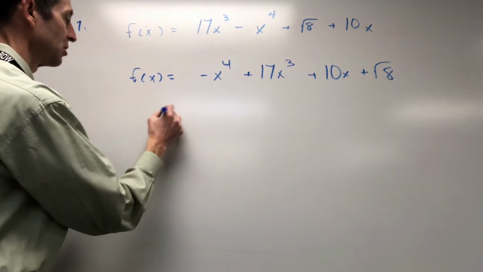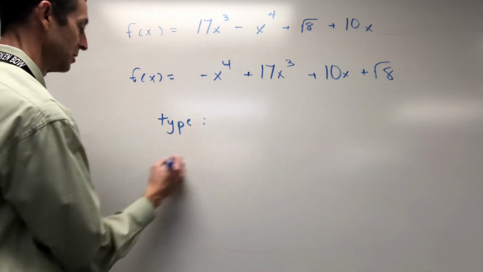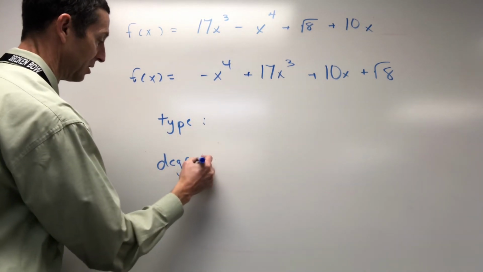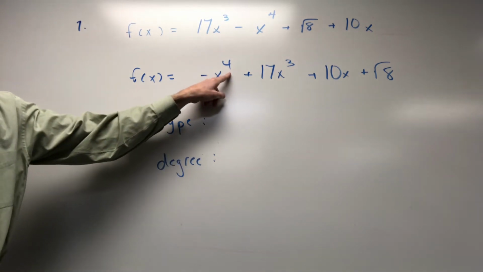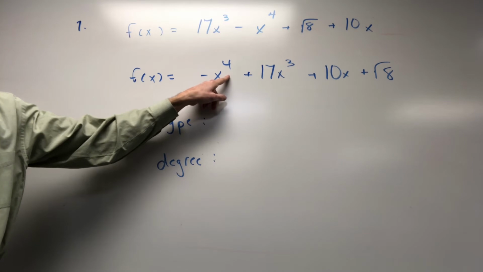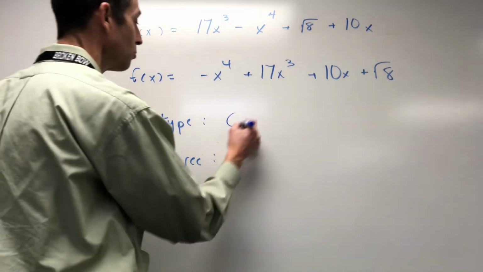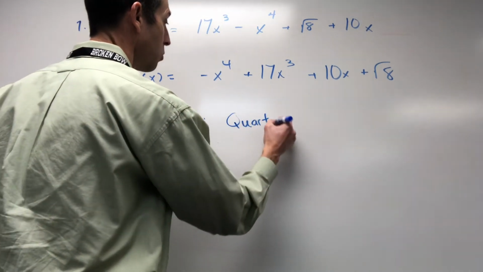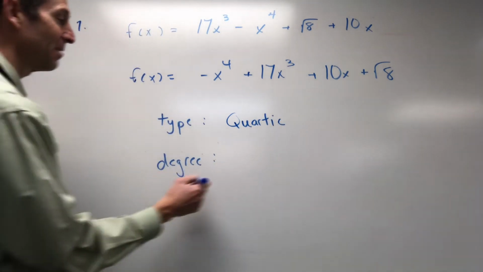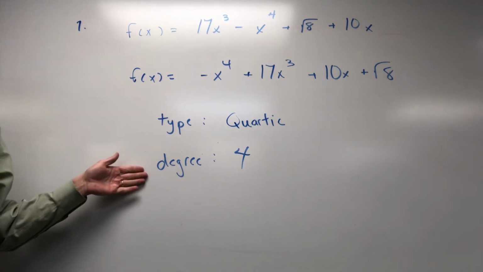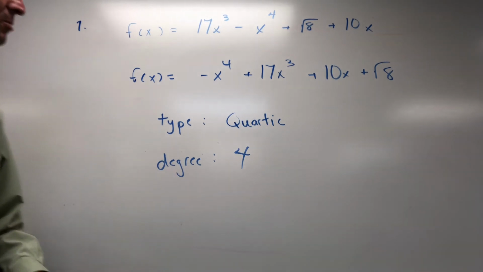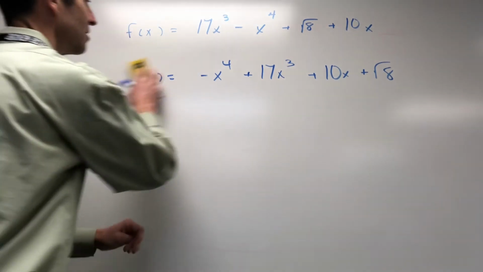So you got a couple things you're going to have to label. You're going to have to come up with type and degree of the function. The largest power is a 4, fourth power. If it's fourth power, you get this cool word called quartic, and that means the degree is 4. So find the type, find the degree. I think that's not too bad. So that was number 7. Let's do 8.